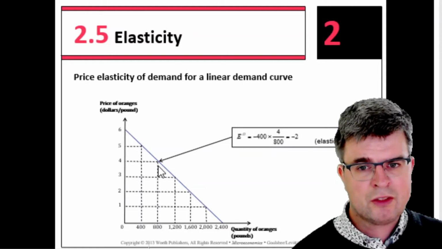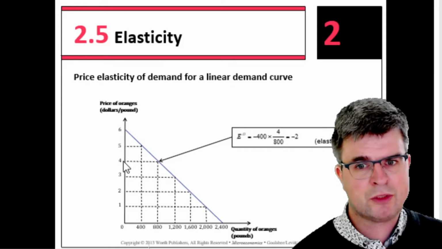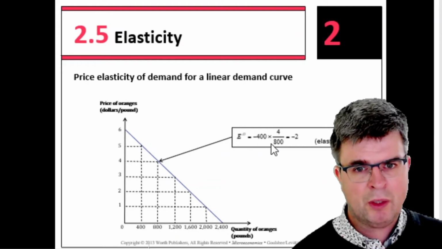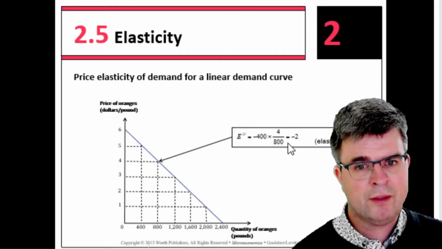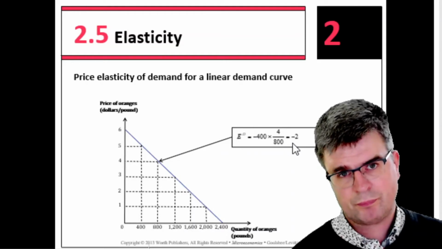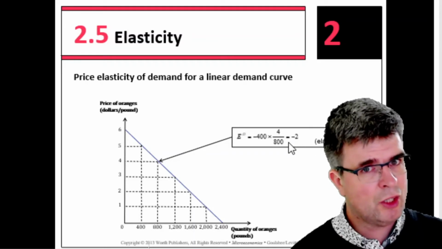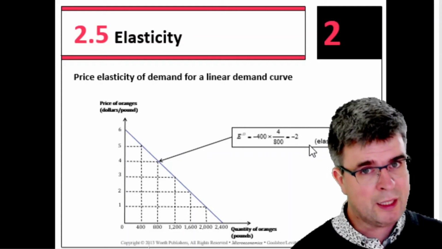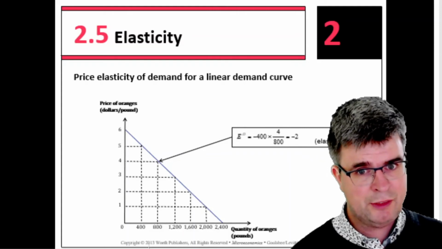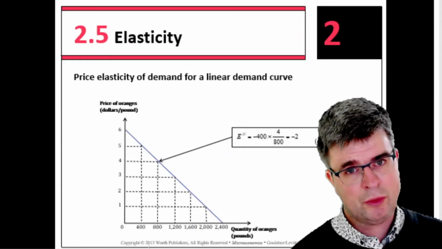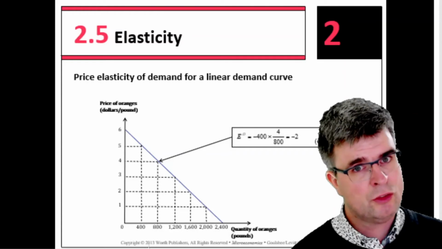But the only thing that has changed is the price and the quantity that we start out with. So we now start with a price of 4 and a quantity of 800. And plugging that into the equation, we find that our demand elasticity is equal to -2. In absolute value, it's still larger than 1. So the demand is still called elastic at this point. If we increase the price by 1%, then the quantity demanded will drop by 2%.